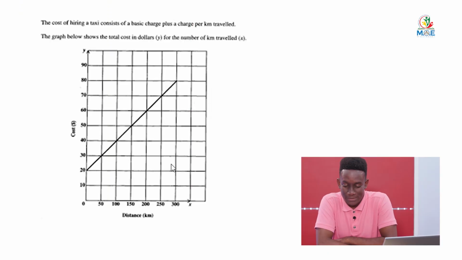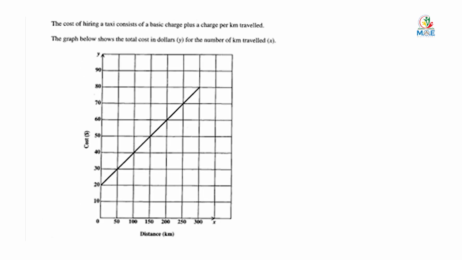In this video, I will be answering a question on graphs. So let's head straight into this question. The question says, the cost of hiring a taxi consists of a basic charge plus a charge per km traveled. The graph below shows the total cost in dollars, which is on the y-axis, for the number of km traveled, which is on the x-axis. So this is basically explaining what's going on in the graph. Here we have the distance in km, and here we have the cost in dollars. So let's look at the questions.